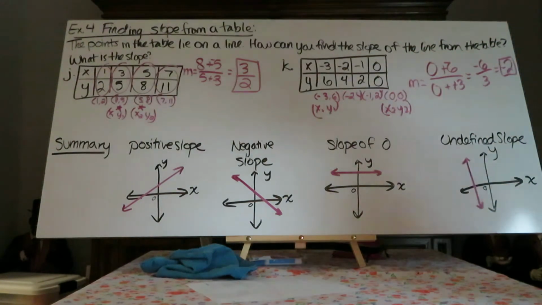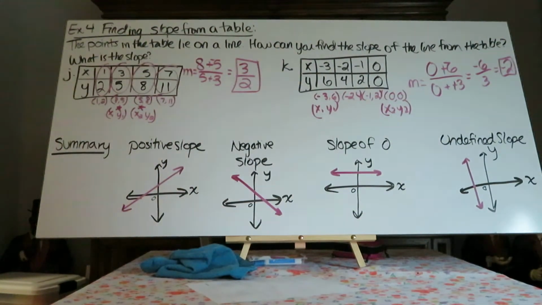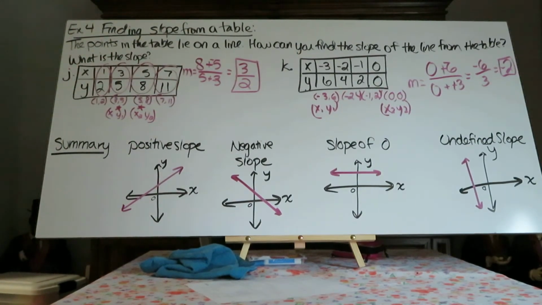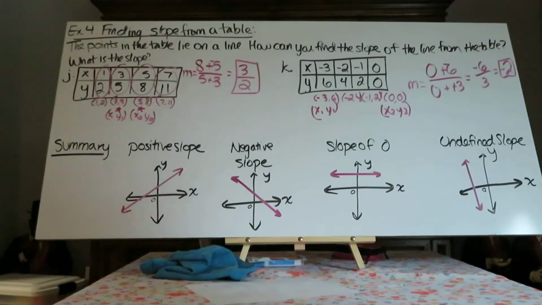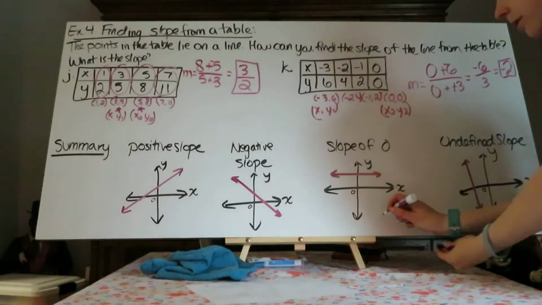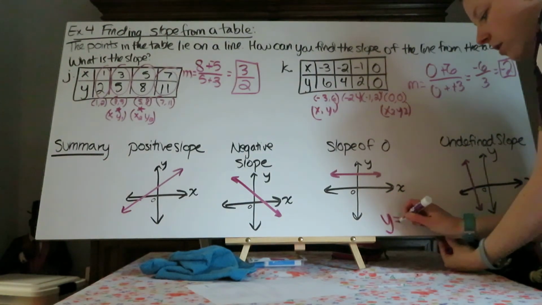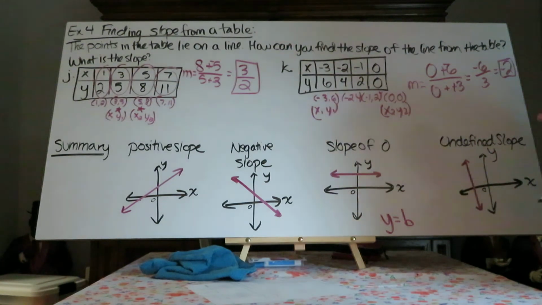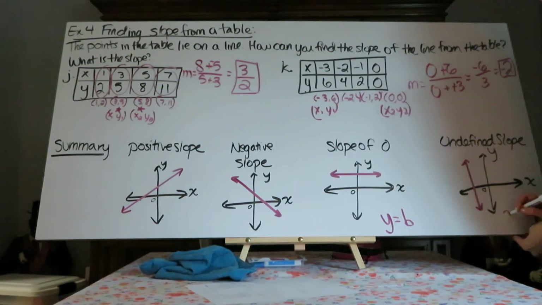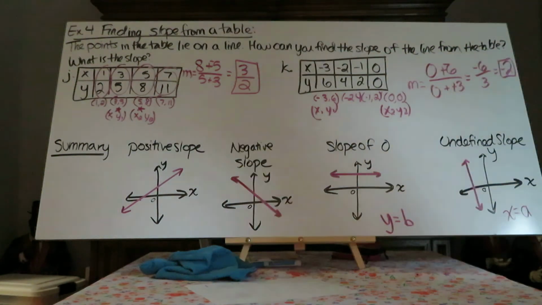All right, so in summary, a positive slope increases from left to right. A negative slope decreases from left to right. A slope of 0 is a horizontal line, and an undefined slope is a vertical line. Let's add in there that this is going to be y equals some value. We'll just say that it's b for right now. And then the undefined slope is going to be x equals some value. We'll say it's a. All right, great job.